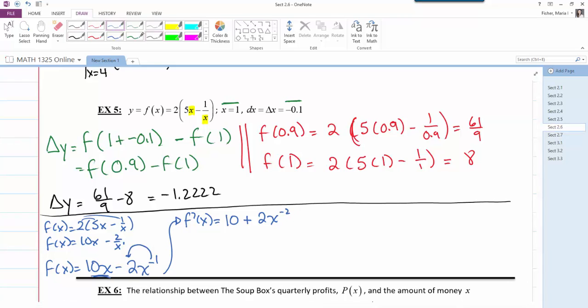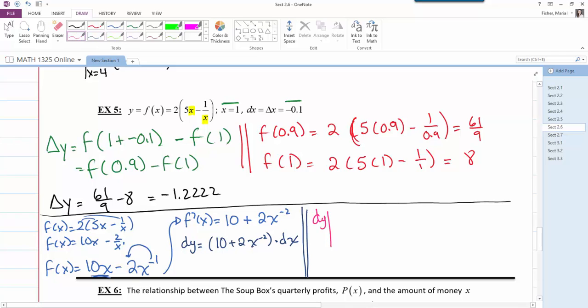So now my differential dy is equal to 10 plus 2x to the negative second times dx. So what I need to do now is evaluate that differential when x is equal to 1. So we say 10 plus 2 times 1 to the negative second times the dx. Remember, my dx is that given negative 0.1.